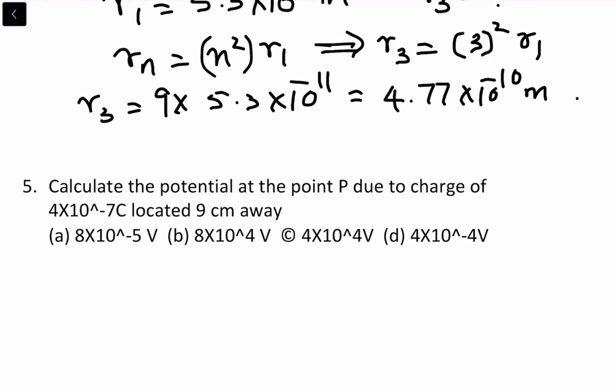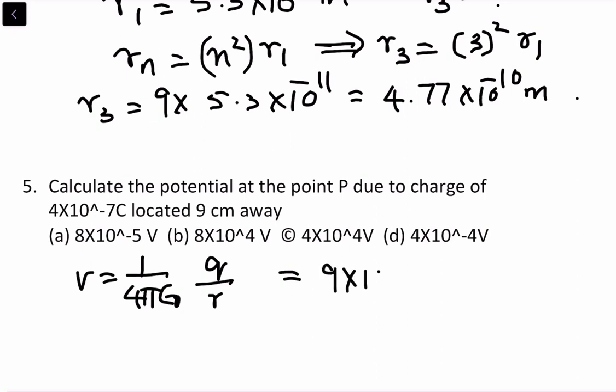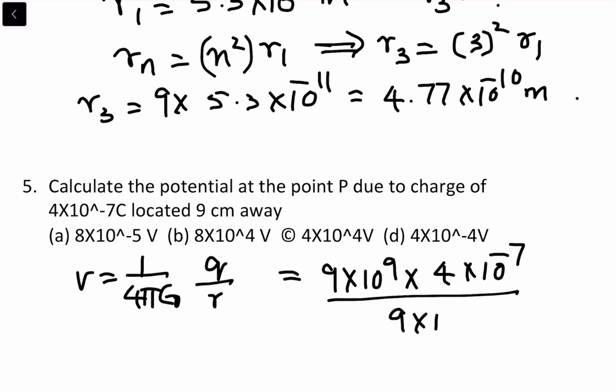Calculate the potential at the point P due to a charge of 4 into 10 to the power of minus 7 coulombs located 9 centimeters away. This is a very simple problem. We all know the formula for potential: V is equal to 1 by 4 pi epsilon naught times Q by R. Here 1 by 4 pi epsilon naught is 9 into 10 to the power of 9. Q they have given as 4 into 10 to the power of minus 7, divided by R. R is 9 centimeters, so convert it into meters: 9 into 10 to the power of minus 2.